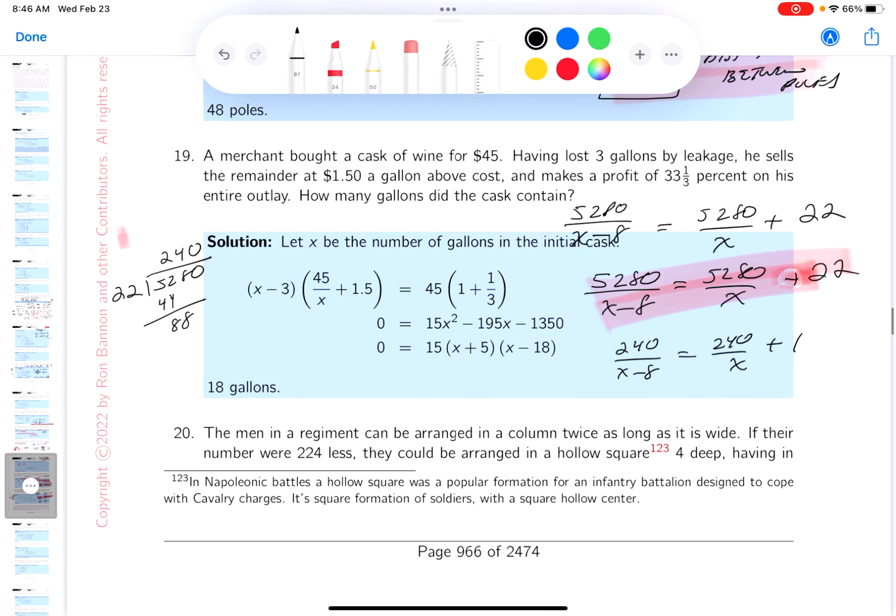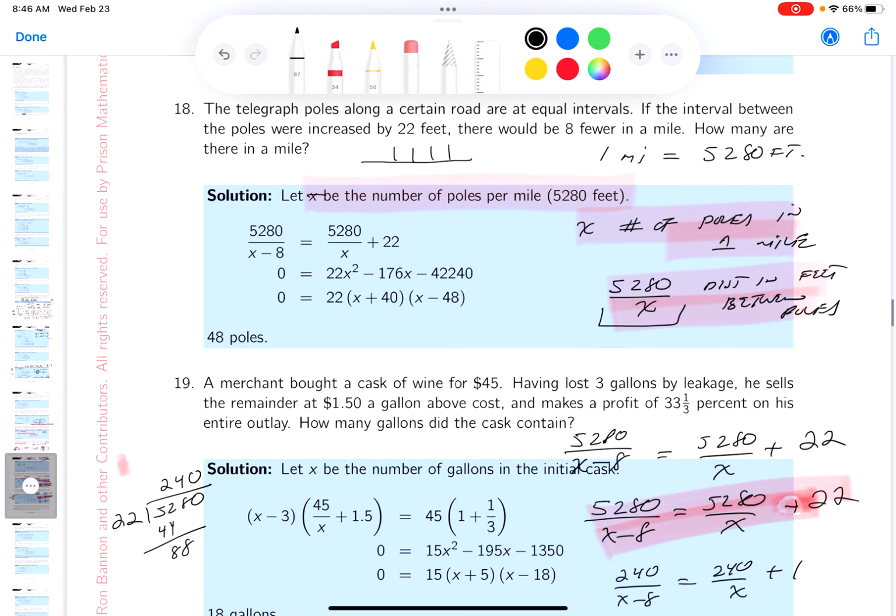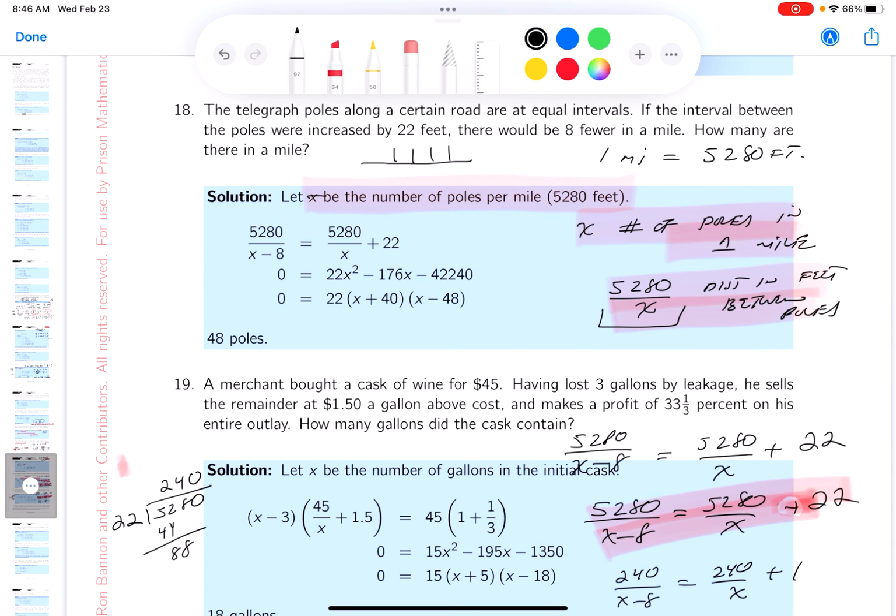Multiply both sides by the LCD, yada, yada, yada. You should be able to get to the end of this, and I'm hoping you're able to get to these two things over here, where x would be minus 40. That makes no sense at all because this is the number of poles in 1 mile. Can't be. What's the other one going to be? 48. It's 48 poles in every 1 mile. Thank you.